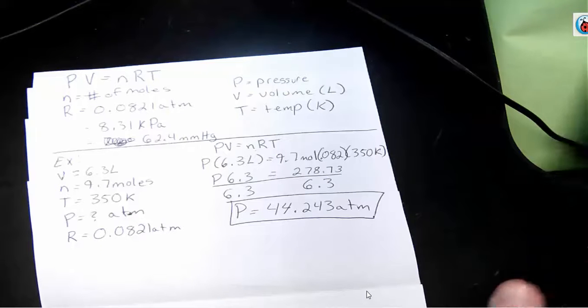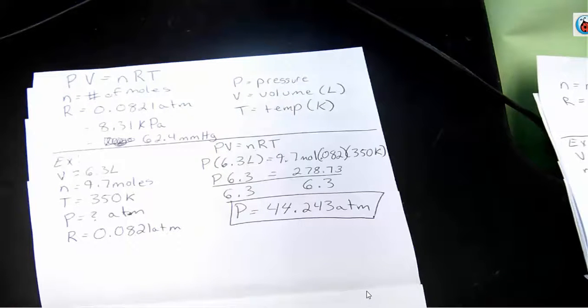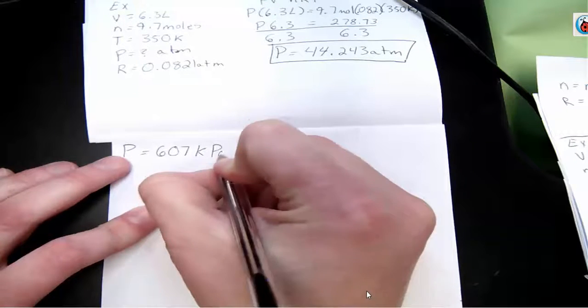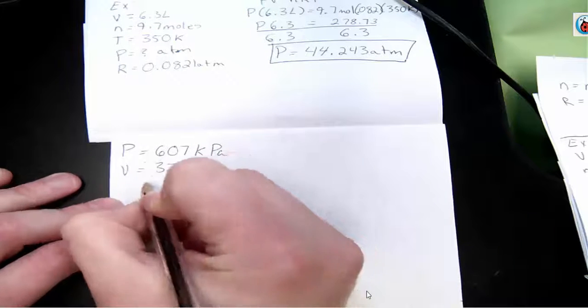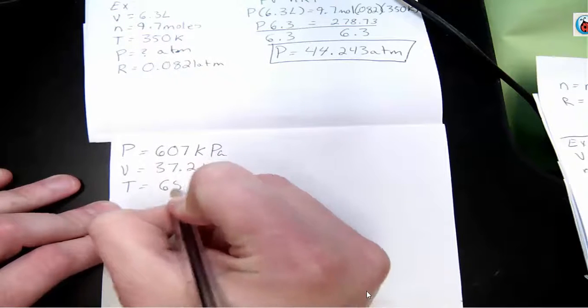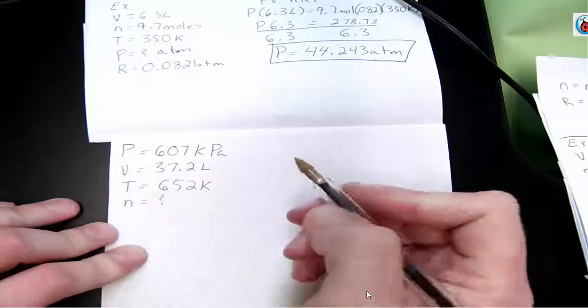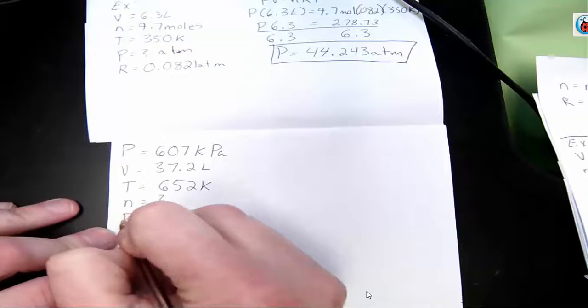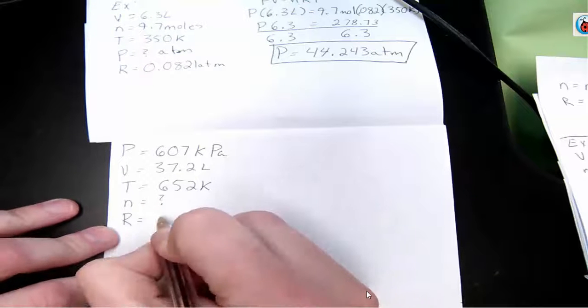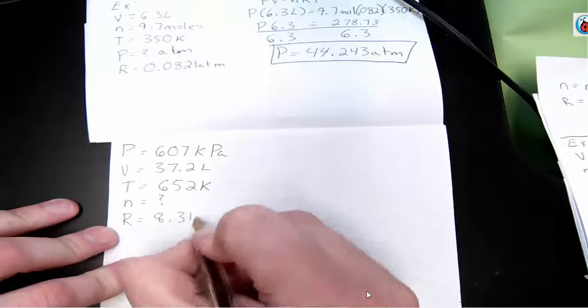So a second example, move on down here to the bottom. We have a pressure of 607 kilopascals, a volume of 37.2 liters, temperature of 652 Kelvin. We want to know the number of moles of this gas. And again, for this one, our gas constant will be the 8.31 kPa.